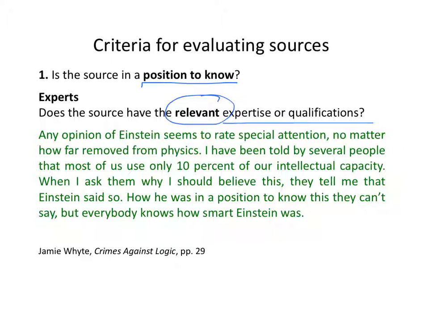Well, now, the point here is that Einstein is an expert, of course, in certain aspects of physics and certain aspects of mathematics, but not in cognitive science or psychology. So this claim isn't really the kind of thing that Einstein would be in a position to know, smart as he was. So as Jamie White goes on to say in the next paragraph, don't be bullied. Just because Einstein said it was true doesn't necessarily mean it is true, unless it has something to do with physics or mathematics. By the way, as far as I can tell, Einstein never really did make this claim about human beings only using 10% of their brains. But still, it's a nice example to illustrate the point. Einstein doesn't have relevant expertise in that kind of area. So not in a position to know.